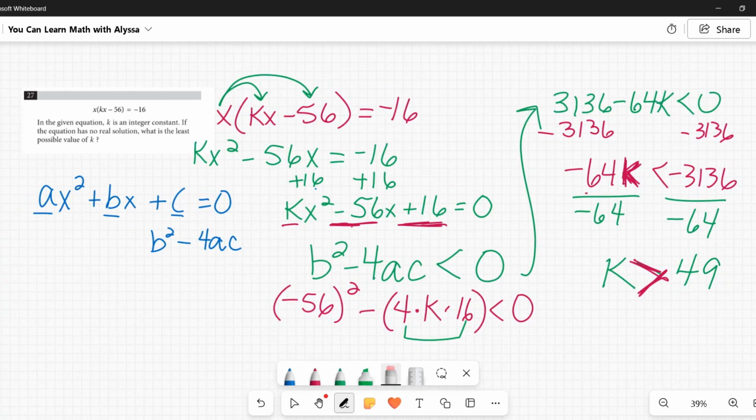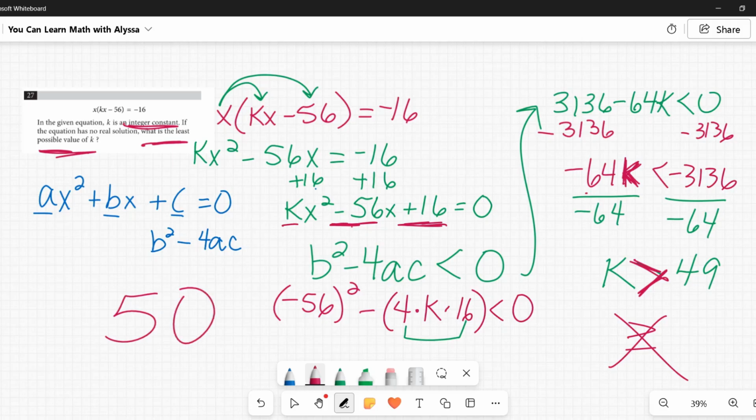So k is greater than 49. Does that mean 49 is my answer? No, it doesn't. Why not? Because it says, what is the least possible value of k? Could k be 49? It could not. It is not k is greater than or equal to 49. Nope. k has to be greater than 49. And we know it is an integer constant. It's one of those numbers on a number line. So it is 50.